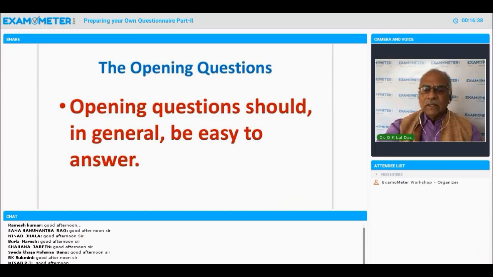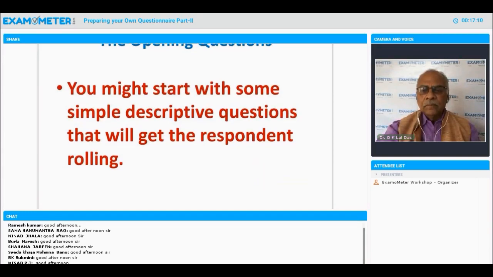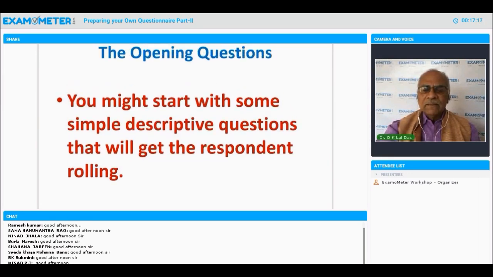For example, the opening question is very important when you are thinking of structure. The most important part is the opening question, how you open your questionnaire. The first few questions, we say that opening questions should be, in general, very easy to answer, in which the respondent feels very comfortable. Therefore, you might start with some simple descriptive questions that will get the respondent rolling.